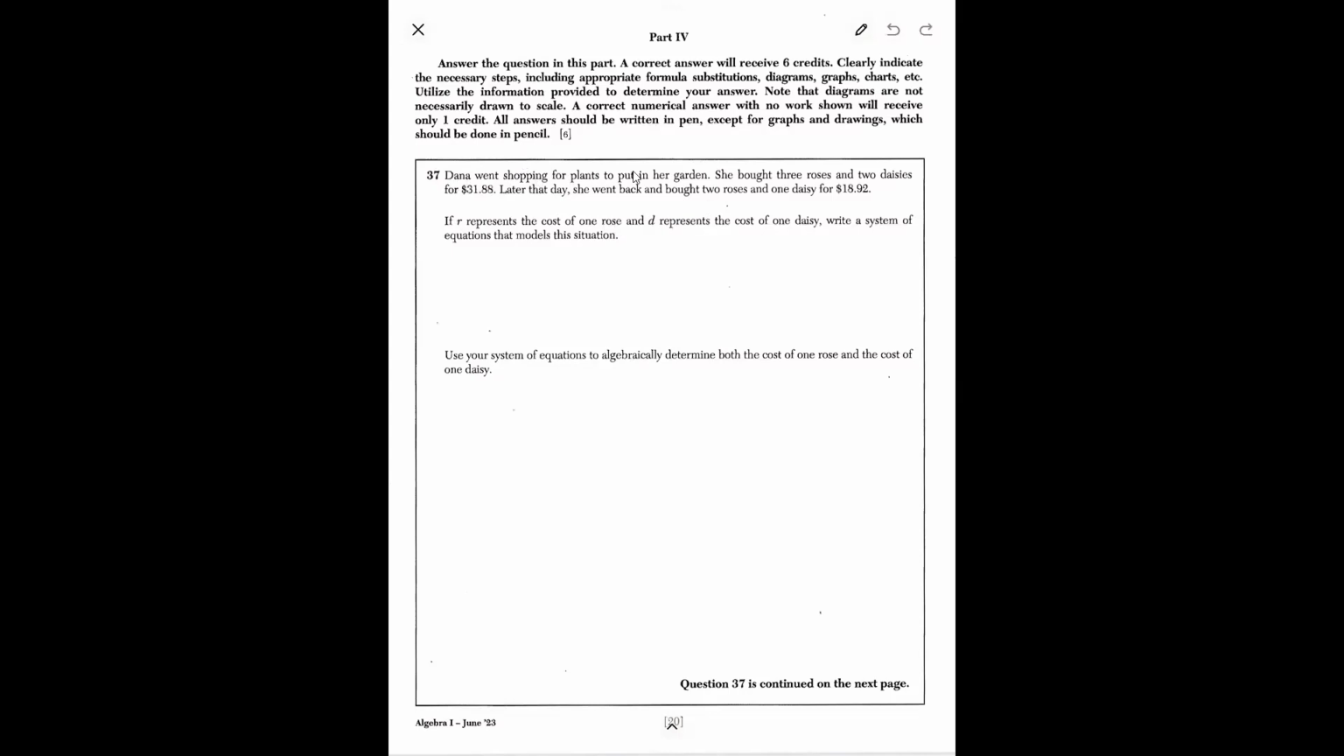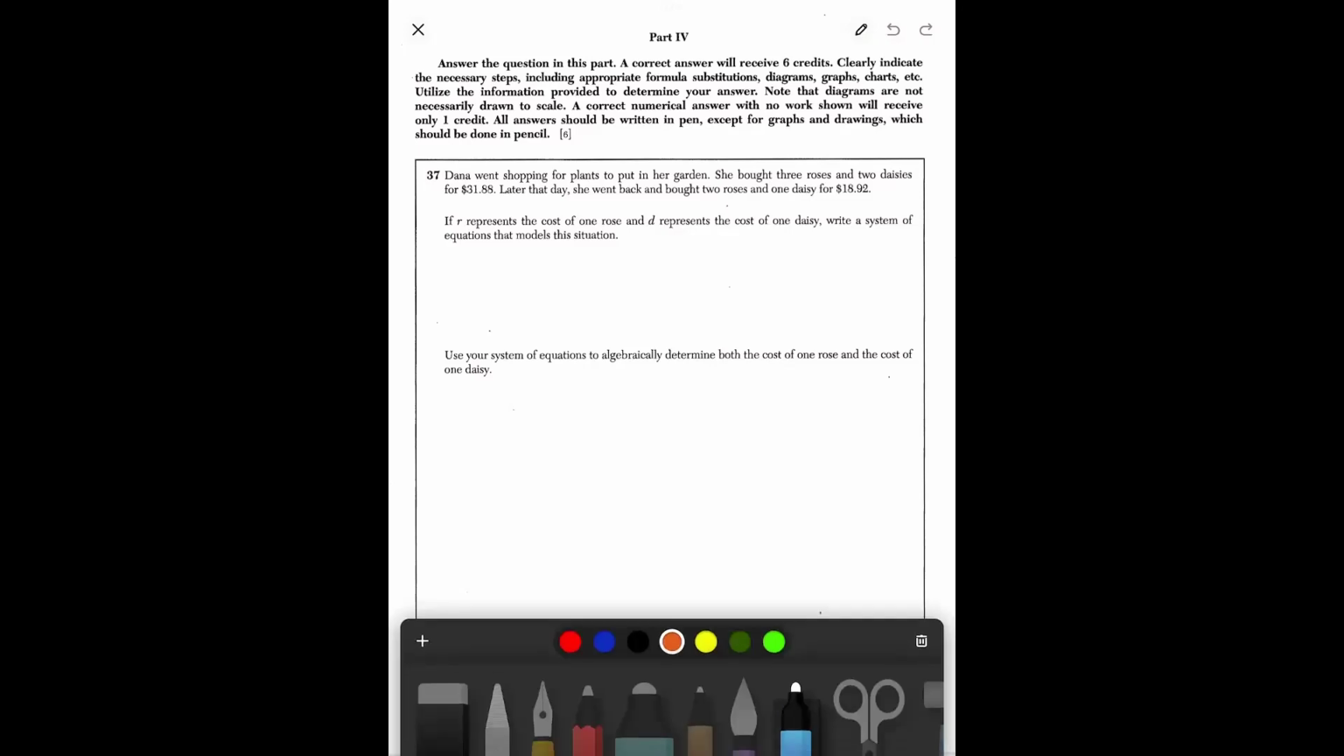So it says Dana went shopping for plants to put in the garden. She bought 3 roses and 2 daisies for $31.88. Later that day, she went back. She bought 2 roses and 1 daisy for $18.92. If R represents the cost of 1 rose, and D stands for the cost of 1 daisy, write a system of equations. So basically, we're going to have 2 equations, and they're both going to have R and D in them. And once we get that, that's going to be 2 points.